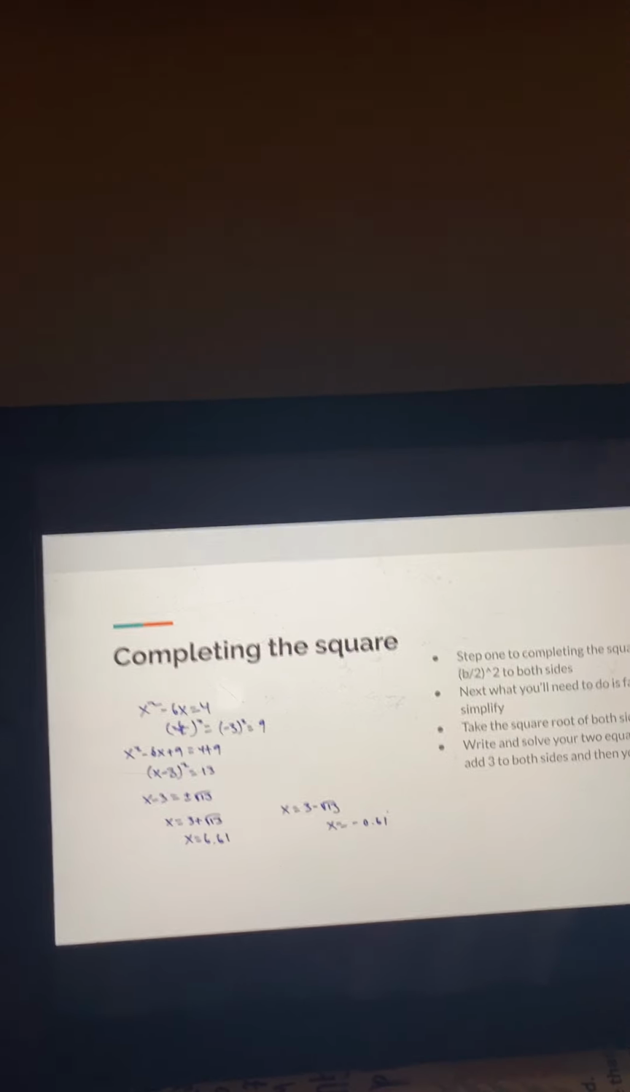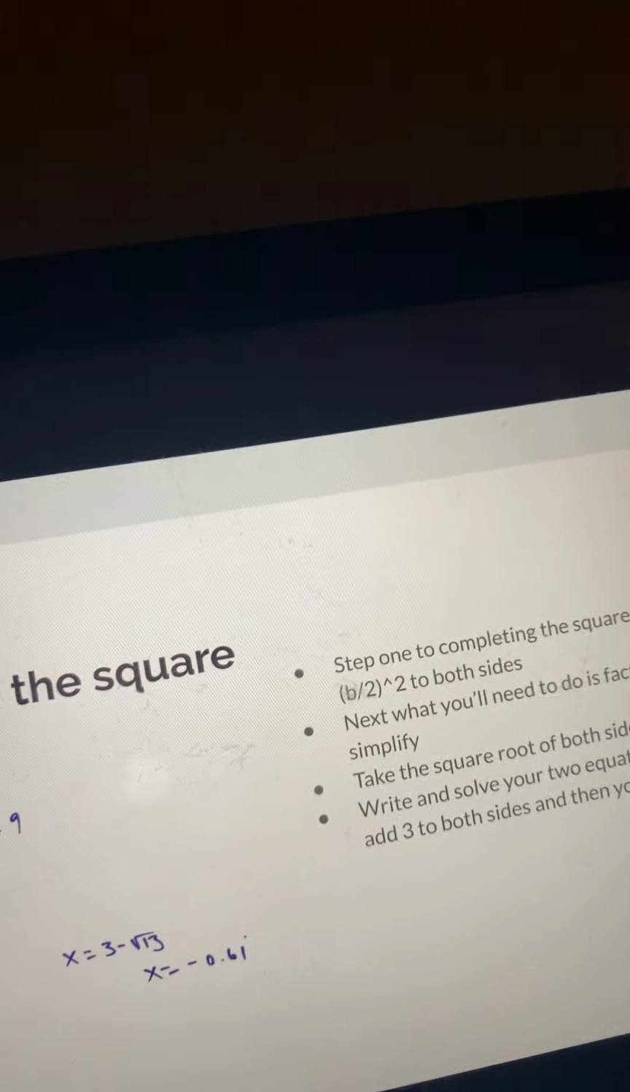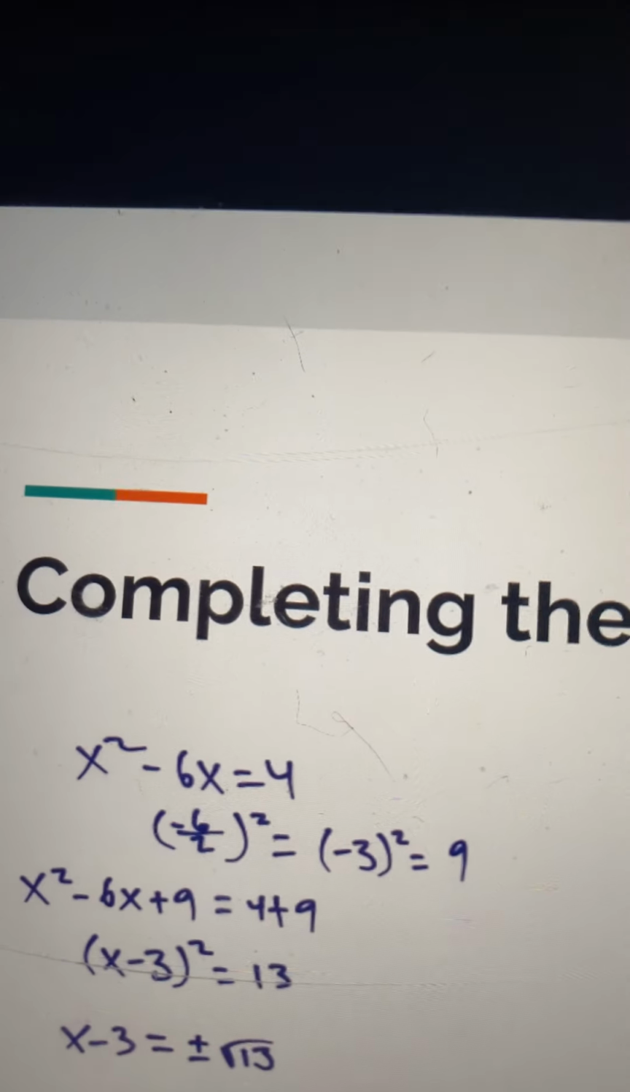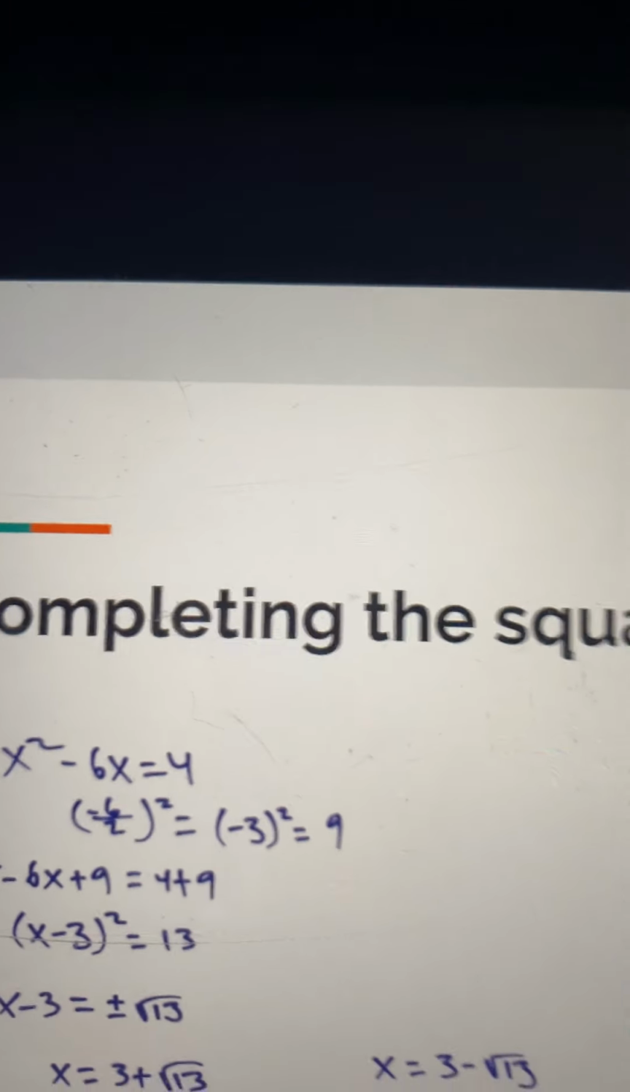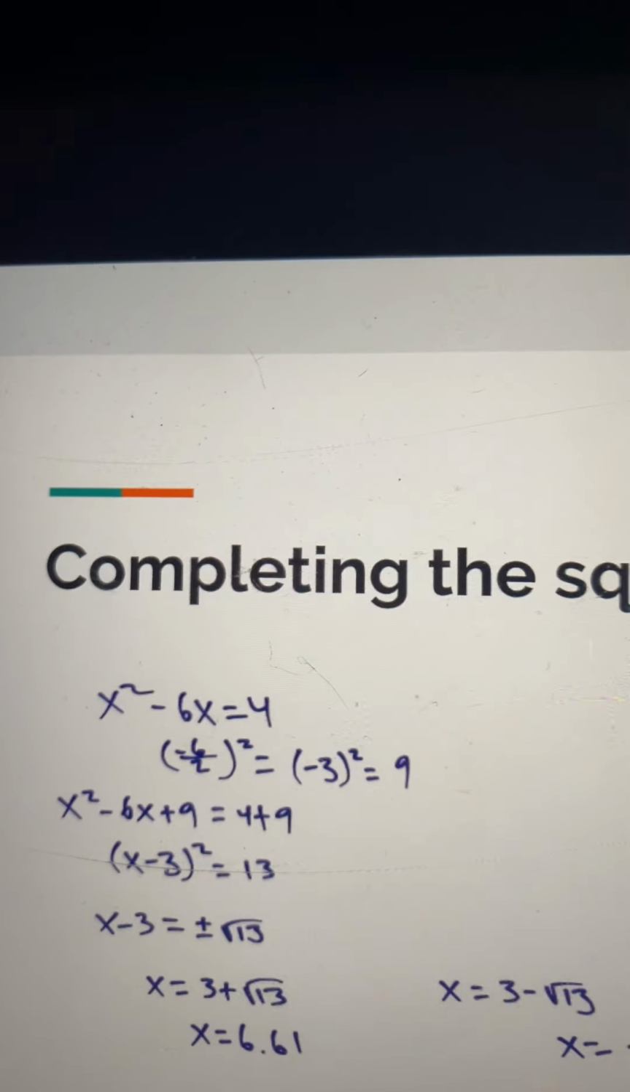And finally, the last one I chose was completing the square. So step 1 of completing the square is to do b divided by 2 squared, and then you want to add that to both sides. So right here we have x squared minus 6x equals 4. Our b term is -6, so it'll be -6 divided by 2 squared, which is -3 squared, which is 9. And next you want to add 9 to both sides, like so.